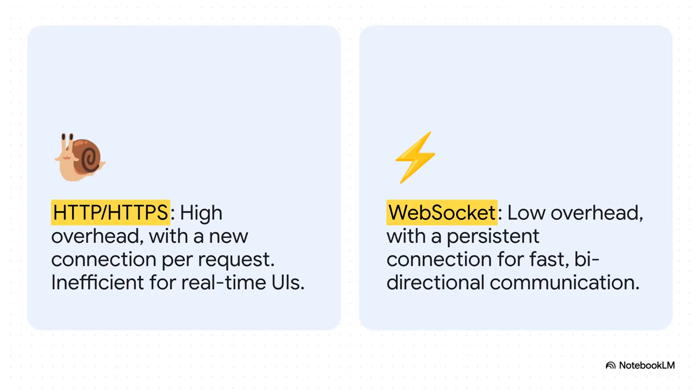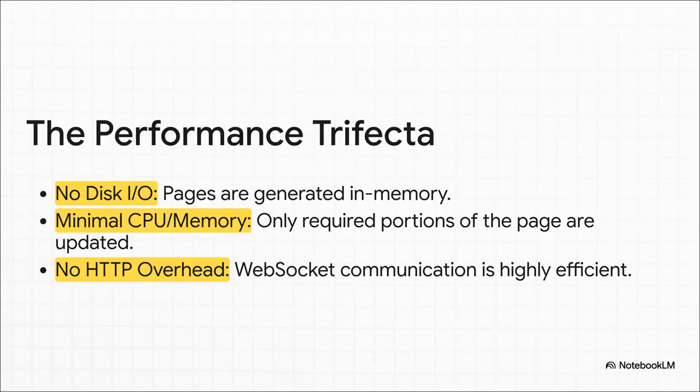The second performance pillar is communication. Instead of the old clunky overhead of HTTP, opening a connection, sending a request, getting a response, closing the connection, and doing it all over again, wffweb uses a persistent WebSocket. Once that single connection is open, the client and server can have this low-latency, two-way conversation without any of that repetitive setup cost. So when you put it all together, you get this performance trifecta. Pages are built in memory, which is super fast. UI updates are surgical. They only change what's needed, which saves CPU and memory. And all the communication happens over a hyper-efficient WebSocket.